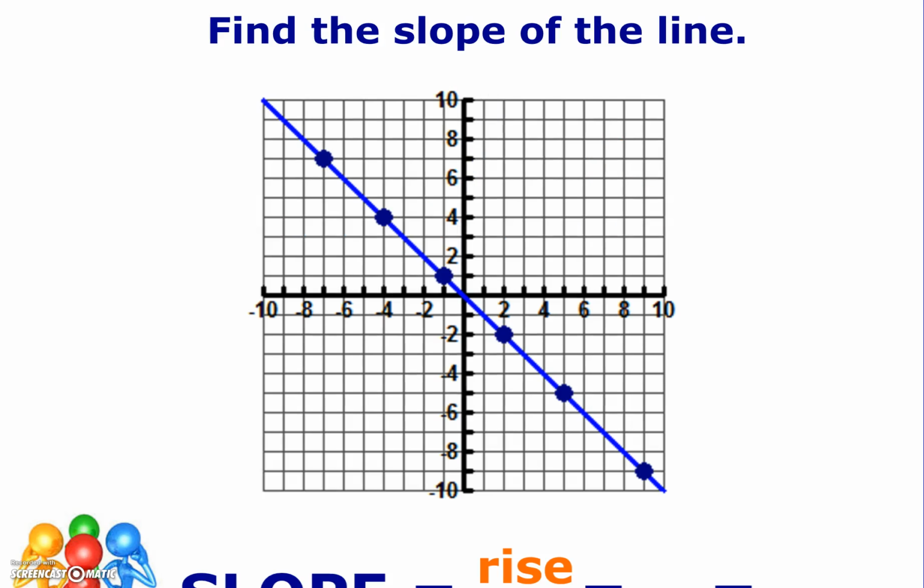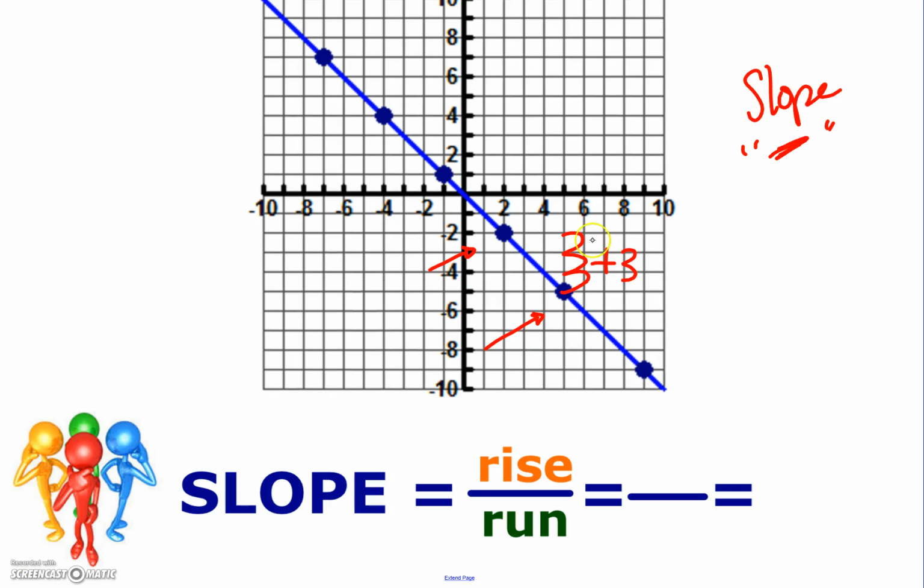Find the slope of the line. Well, we know our slope has to be what? Slope is negative. So choose 2 points. I'm going to choose this one and this one. So my rise, 1, 2, 3. My rise is plus 3. And my run is going to be 1, 2, 3, negative 3. So 3 divided by negative 3 is negative 1. And because our slope in the graph is negative, our answer here must be negative.